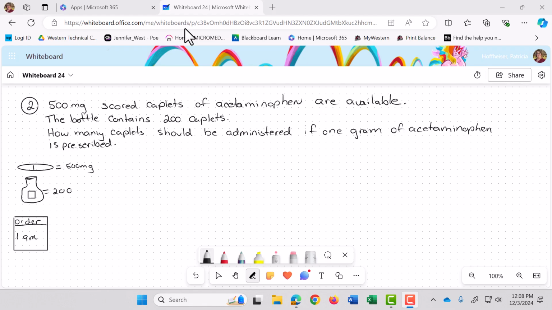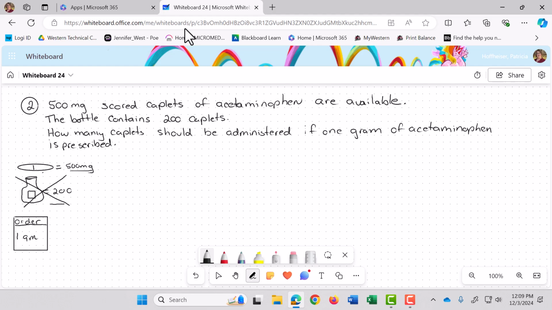Problem number two on the Tylenol worksheet states 500 milligram scored caplets of acetaminophen are available. The bottle contains 200 caplets. How many caplets should be administered if 1 gram of acetaminophen is prescribed? So the way I break this down for the students is I let them see visually 1 caplet scored is equal to 500 milligrams. And then I show them the bottle has 200 caplets in it. And I ask them, does that matter? Is that an important number in this calculation? No, that's of really no value unless you're counting narcs.